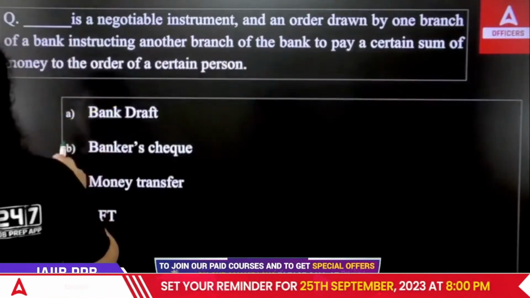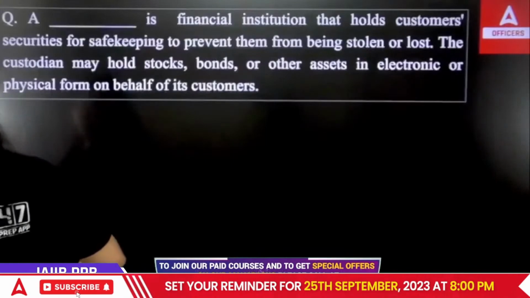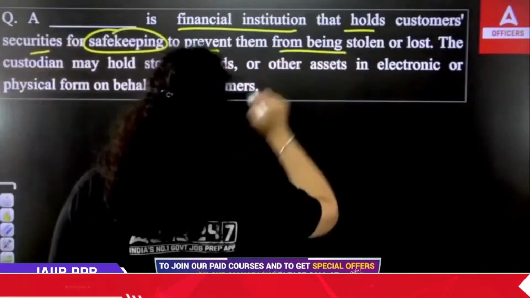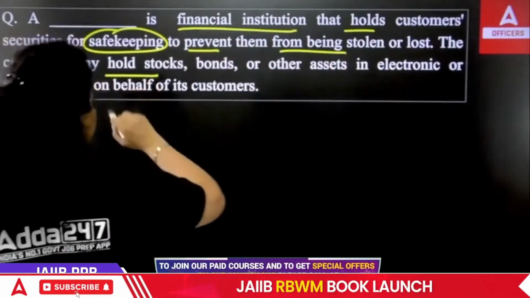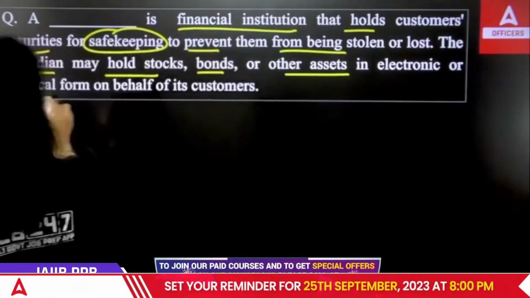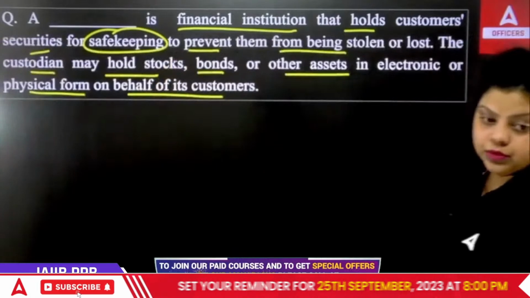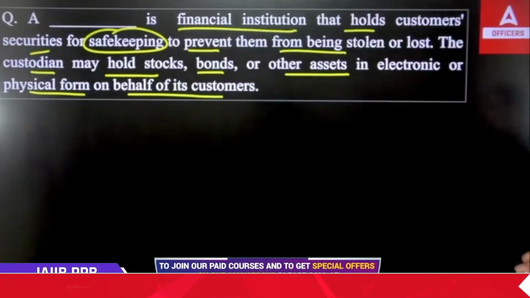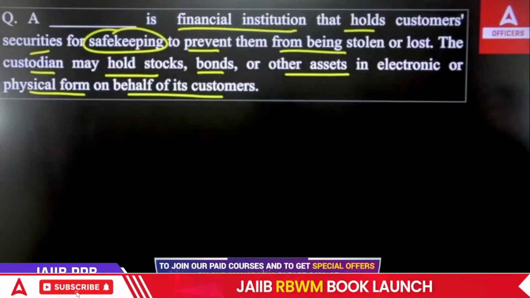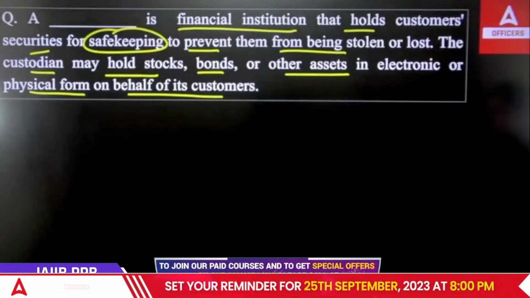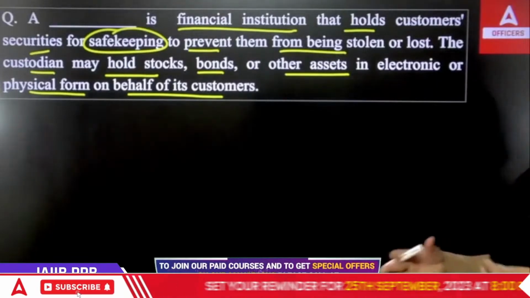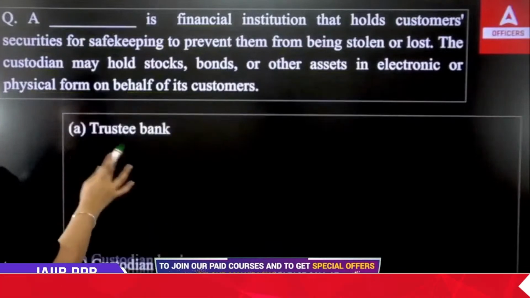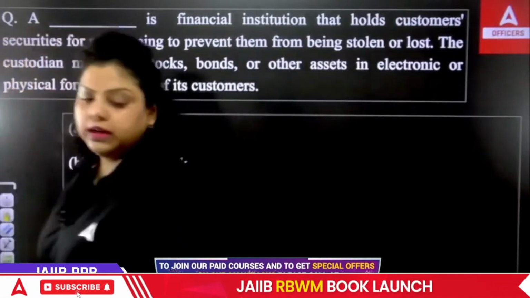Okay, bank draft. Now next we have: a dash is a financial institution that holds customer securities for safekeeping to prevent them from being stolen or lost. The custodian may hold stocks, bonds, or other assets in electronic or physical form on behalf of its customer. So what we're talking about here is a particular financial institution. It holds customer securities for safekeeping, to prevent them from being stolen or lost.